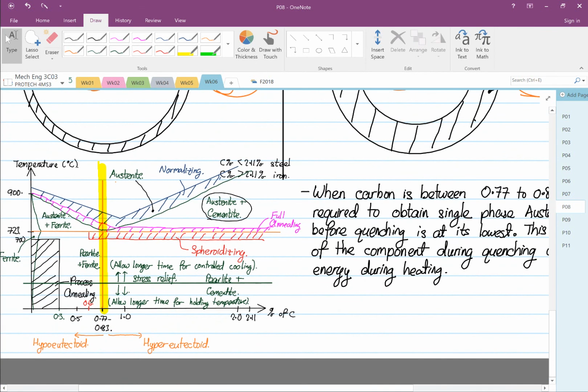Now, why do we want to keep it at 0.8? Because if you look at the phase diagram, carbon at 0.8 is in this highlighted region. What you realize here is that the temperature to heat to austenite is at its lowest. To heat to single phase austenite, that's the lowest region. So less heat or less energy is required, and upon quenching it will not crack.